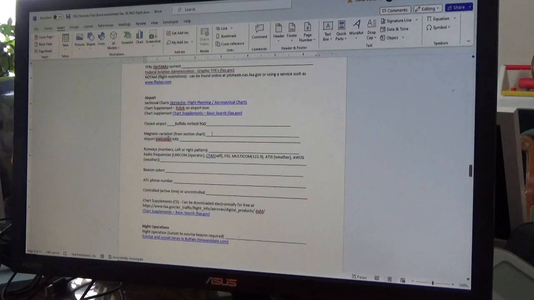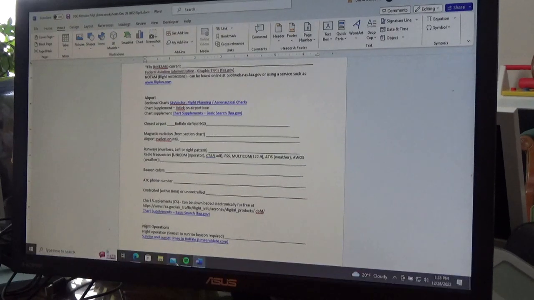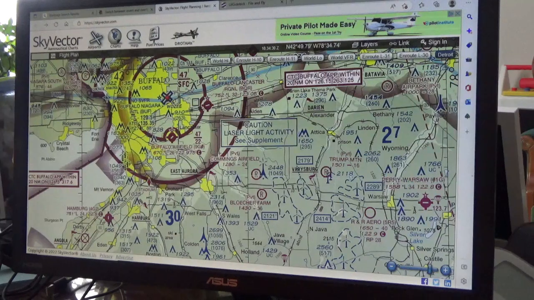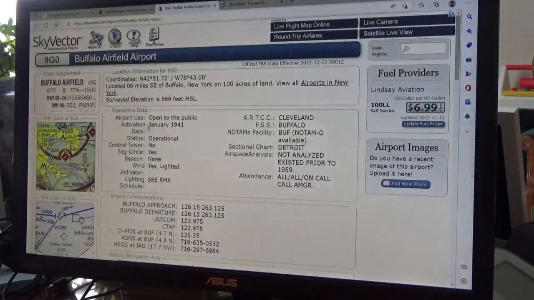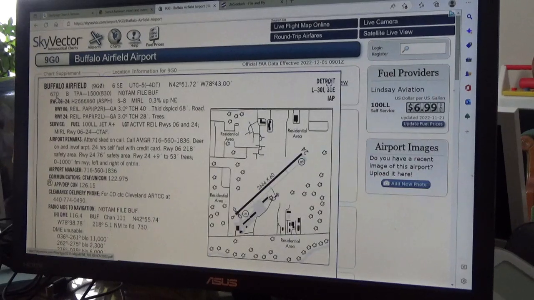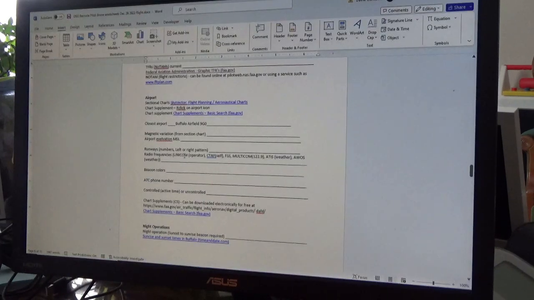Magnetic variation and airport elevation. Let's go back so we can find out. Okay, so I should add that in there, that we need to right click Buffalo Airfield. Here we go. Buffalo Airfield. There you go. 670 feet MSL. 670 feet MSL. Need magnetic variation.